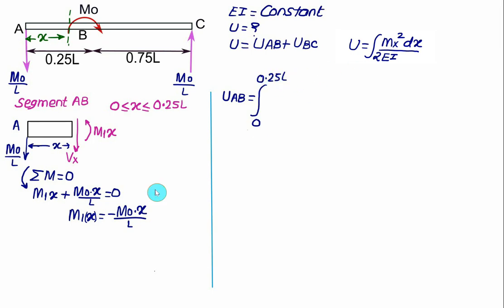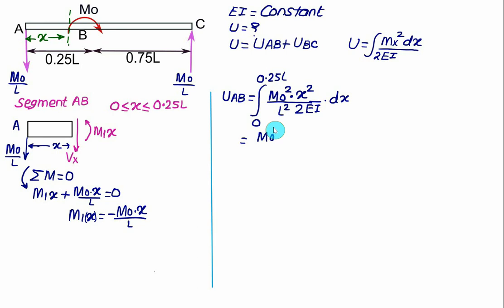We have Mx square, which will be equal to M0 square multiplied by x square divided by L square, and is further divided by 2 times EI, and is integrated with respect to dx. So that will be equal to M0, a constant term, which can be taken outside. We have 2 times E into I multiplied by L square. The integral of x square is x cube by 3, that is we have 0.25 times L, and we have the cube of it divided by 3.